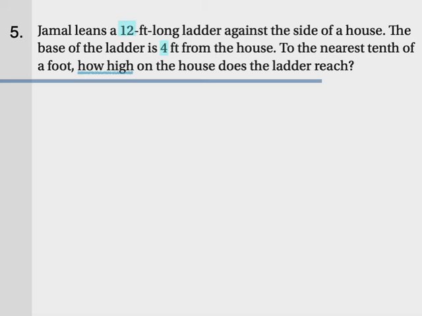So there's a 12-foot long ladder leaning against the side of a house. If the ladder is the leaning side, that would end up being the hypotenuse. The base of the ladder is 4 feet away from the house. And then they're asking how high on the house does the ladder reach. So that's what they're asking for. So that's what you label x, the height of the triangle.